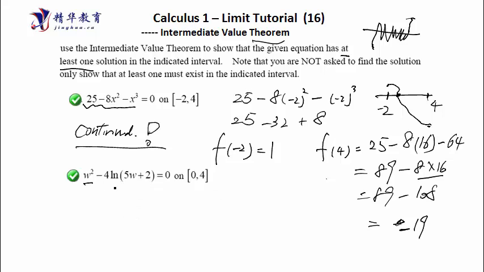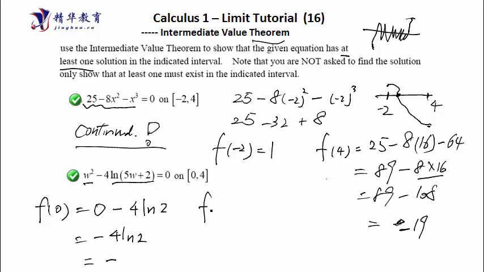Quadratic function, continuous. Logarithm function, continuous. We don't have any problem with the denominator, so we don't have any problem with discontinuities. So this is continuous everywhere. That means we prove this function is not teleporting. Then we just put 0 in. f(0) is how much? Putting 0 in, it will be 0 minus 4 ln 2, which is equal to negative 4 ln 2. ln 2 is a positive number, times negative 4, which is a negative number.